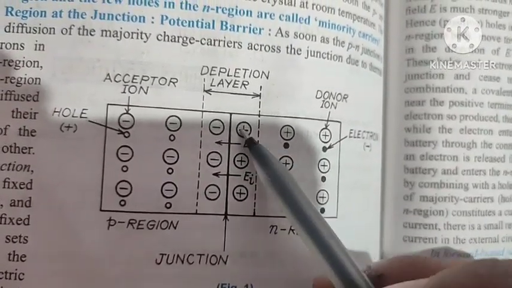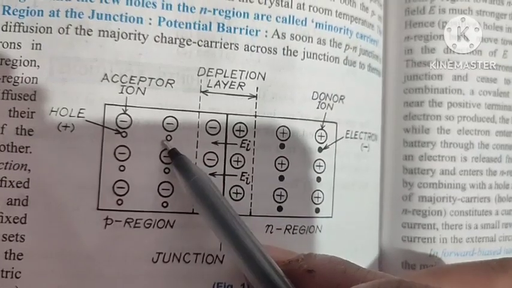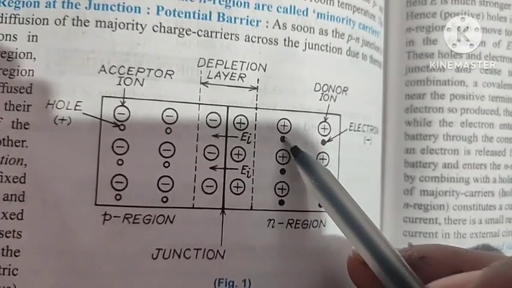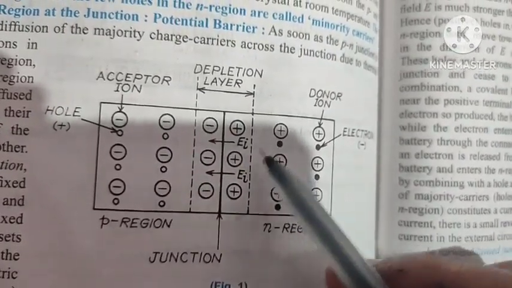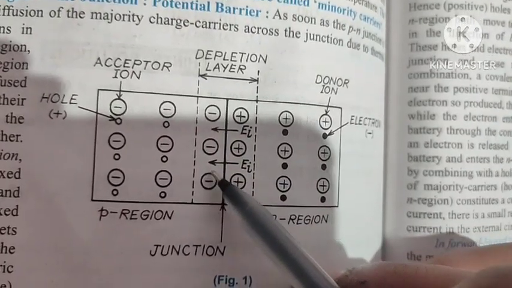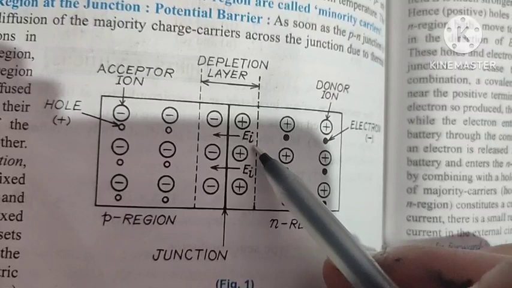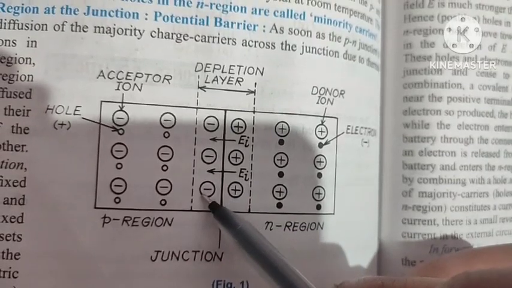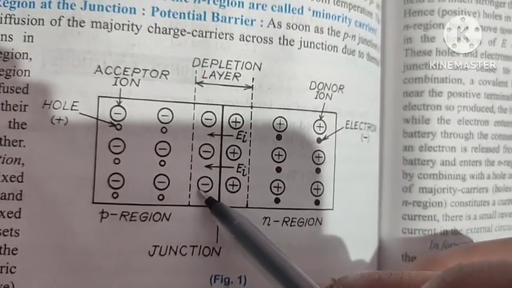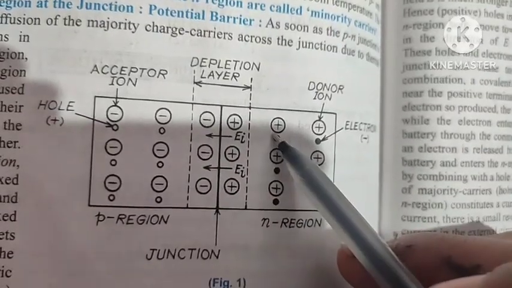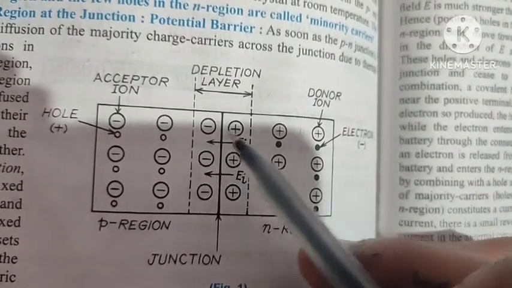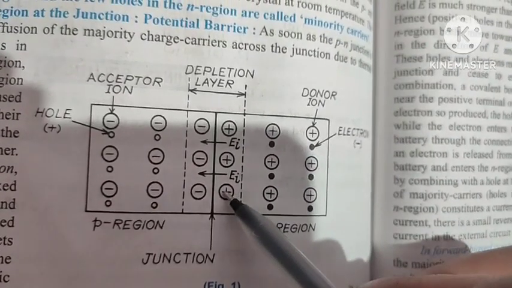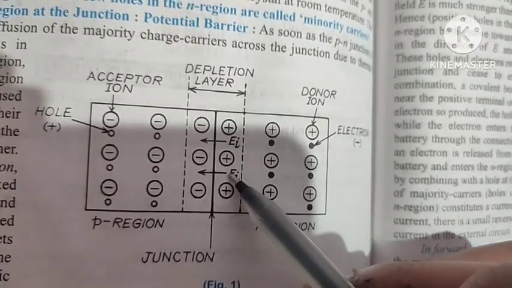Now see, if this electric field is strong enough, then these holes will no longer be diffused towards this region because the holes will be repelled by the positive charge. Similarly, these electrons will no longer be diffused towards this side because the electrons will be repelled by the negative charge. So the accumulation of positive charge and negative charge on the junction will continue as long as there is diffusion going on. Once the electric field becomes strong enough so that there is no further diffusion, this electric field will stop the further diffusion.